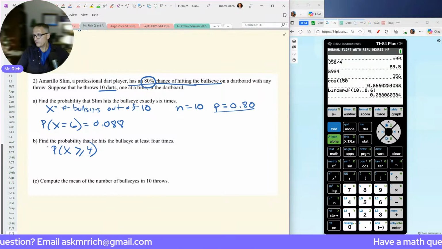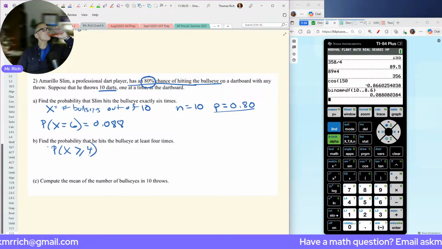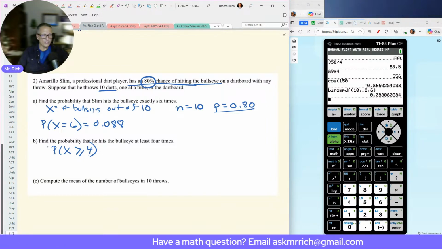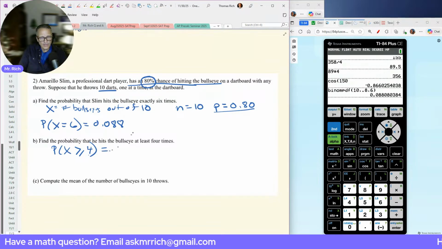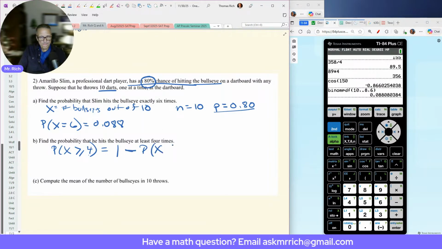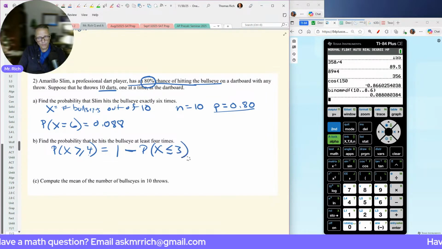So instead of doing that, what we're going to do is we're going to use a binom CDF. But the binom CDF on the TI-84 requires us to use the complement of this. So I am going to find the probability that he hits less than or equal to 3.